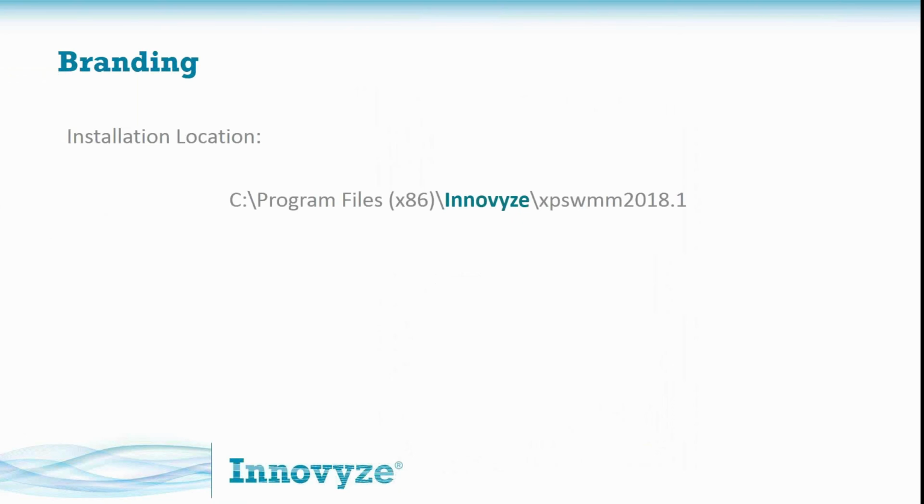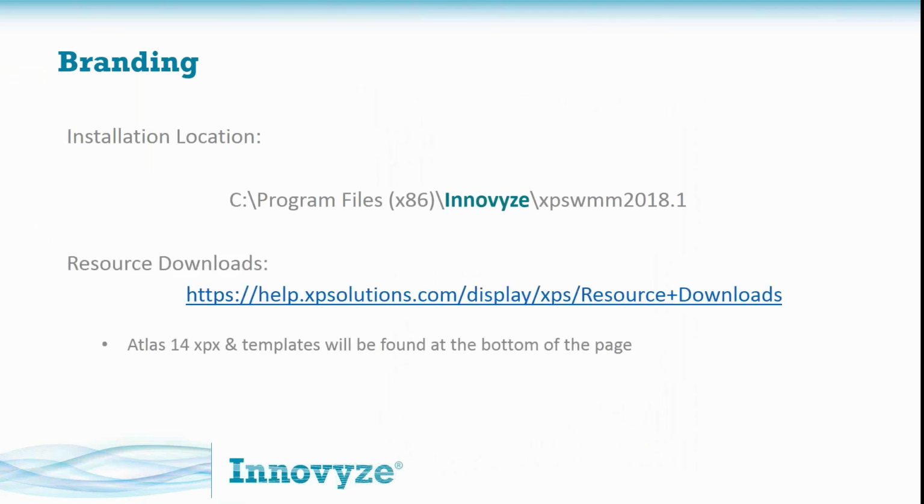Just a couple of expectations that you may have for the new version. First of all, when you install it, it's got changed branding to Innovize from XP Solutions, so it's going to be located by default in a different folder than in the past. You'll find this now in Program Files x86 Innovize rather than the XP Solutions folder. The resource downloads, which I took you to, are useful for not just Atlas 14, but other rainfall distributions and other templates, which can help speed up the creation of models.